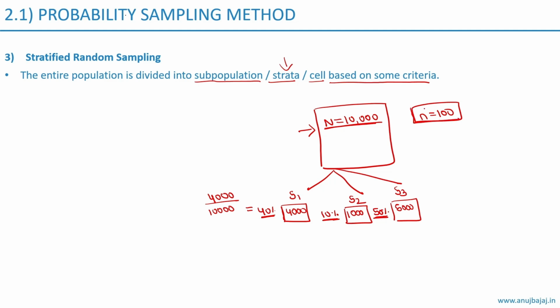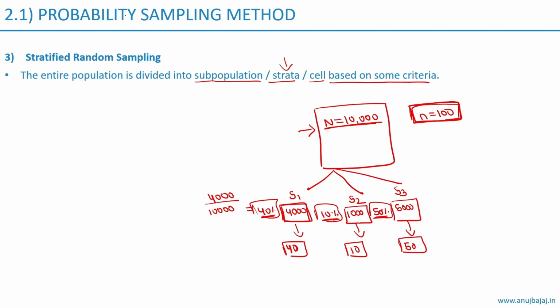Now in order to select a sample size of 100, we select the sample in these respective proportions. So from strata 1, we select 40% of the sample size required. So we select 40 observations from strata 1, we select 10 observations from strata 2 and we select 50 observations from strata 3.